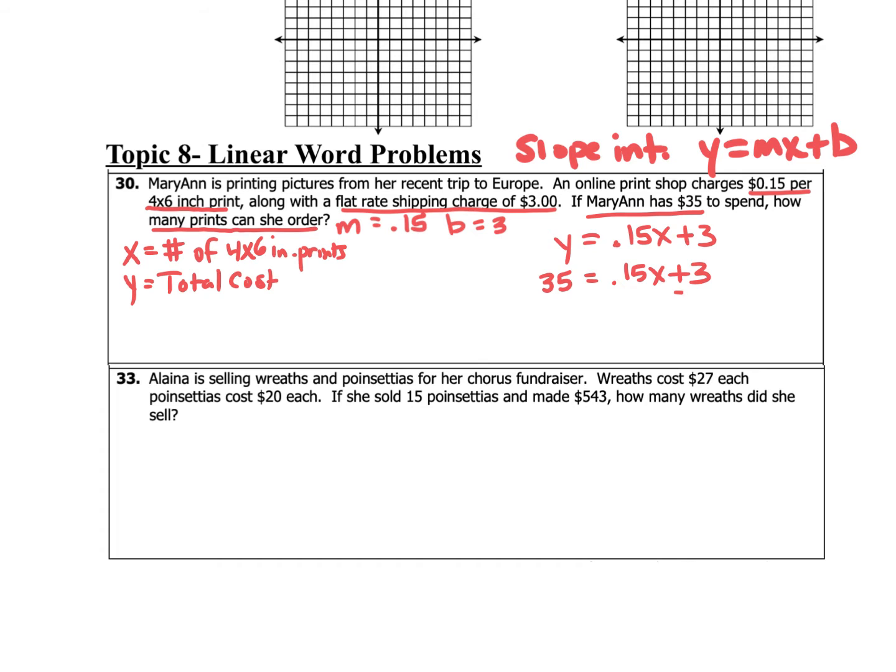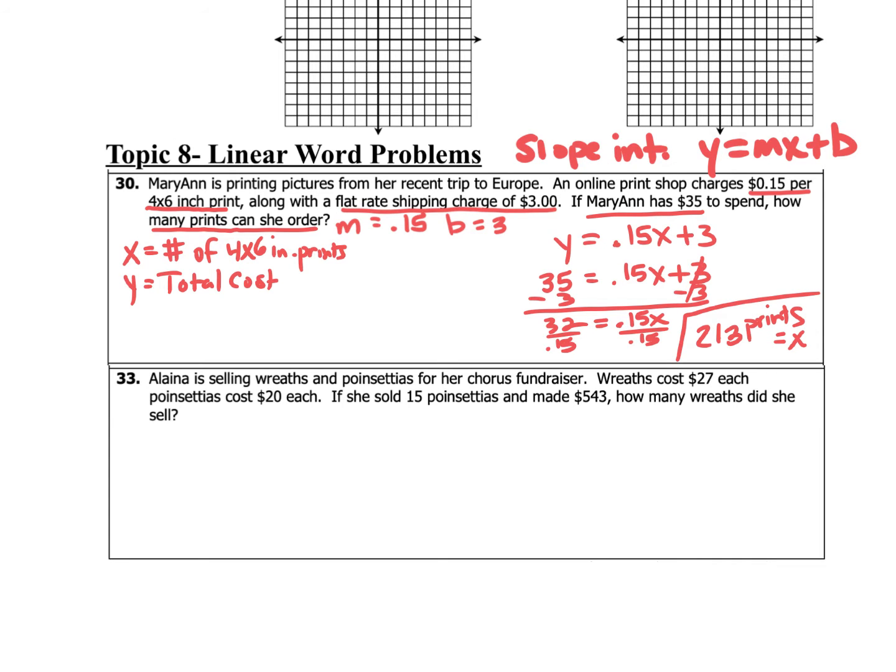Subtract 3 from both sides. So we get 0.15x equals 32. Divide by 0.15. And x equals 213.333. And since you can't order a third of a print, we're going to say 213 prints.